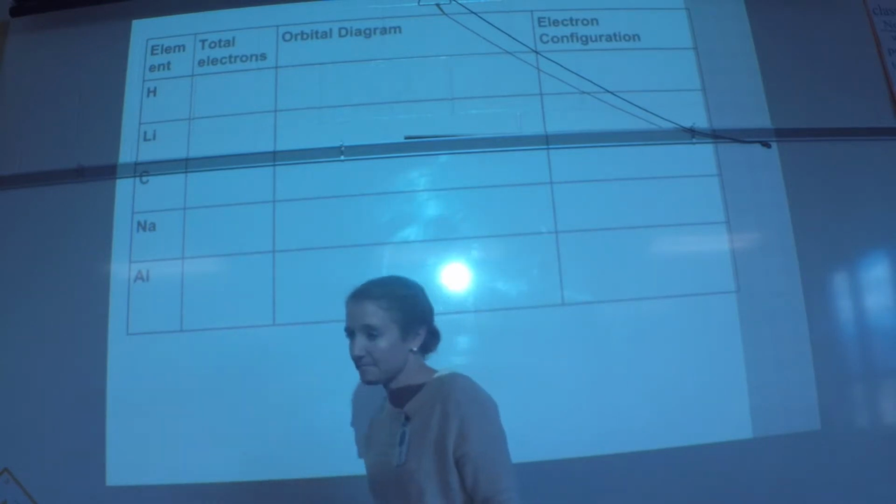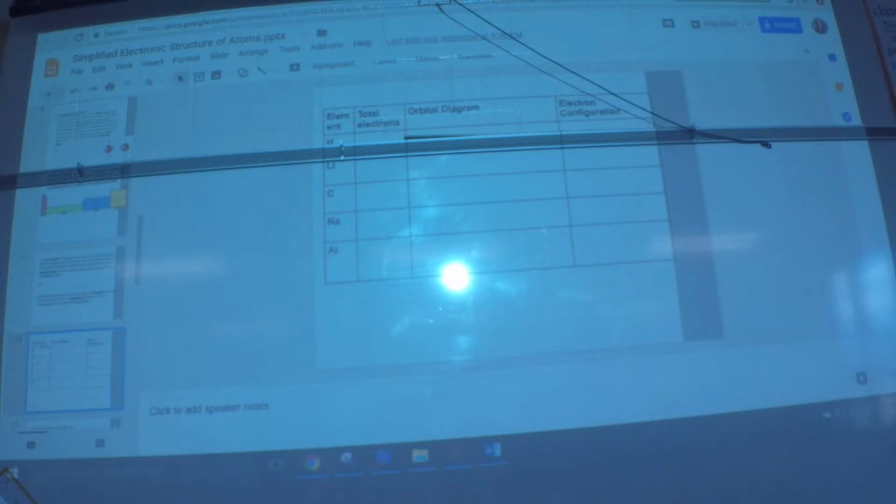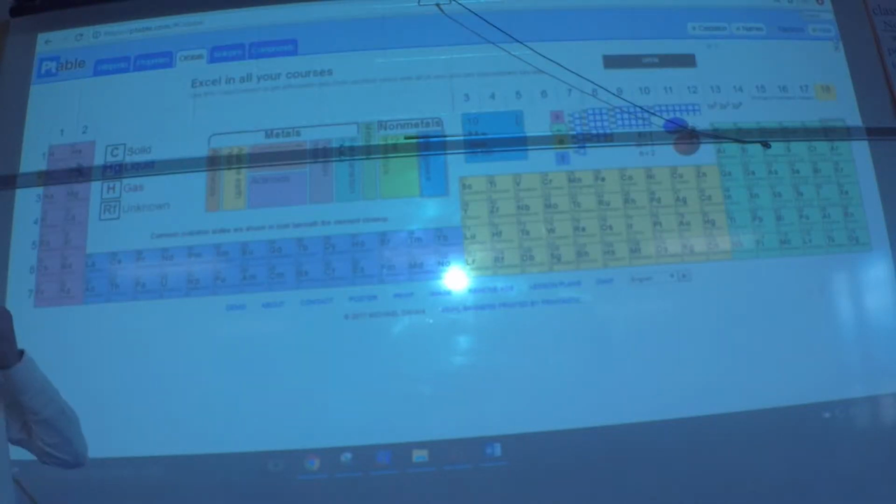No kidding, please. I'm so confused. Okay, I'm going to go to this, but you go to that chart. Okay.